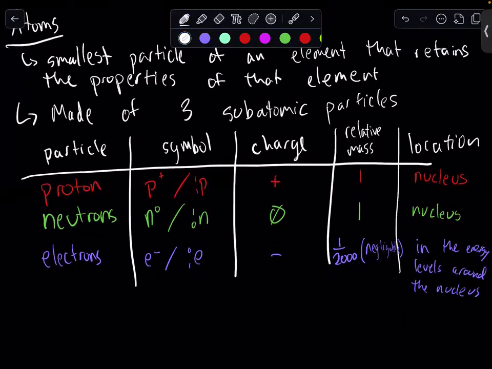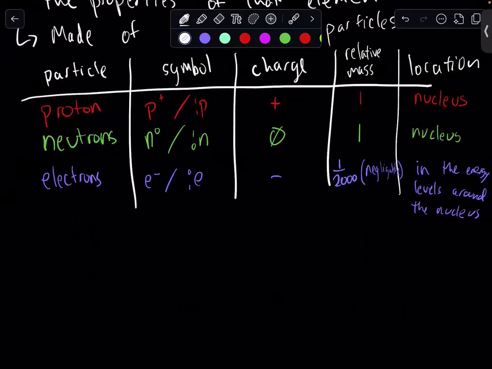So, along with these particles, we need to know a couple things about atoms. When we refer to an atom, we say atoms are electrically neutral. What that means is that we have the same number of protons as electrons. Because protons are positive, electrons are negative, their charge cancels out.